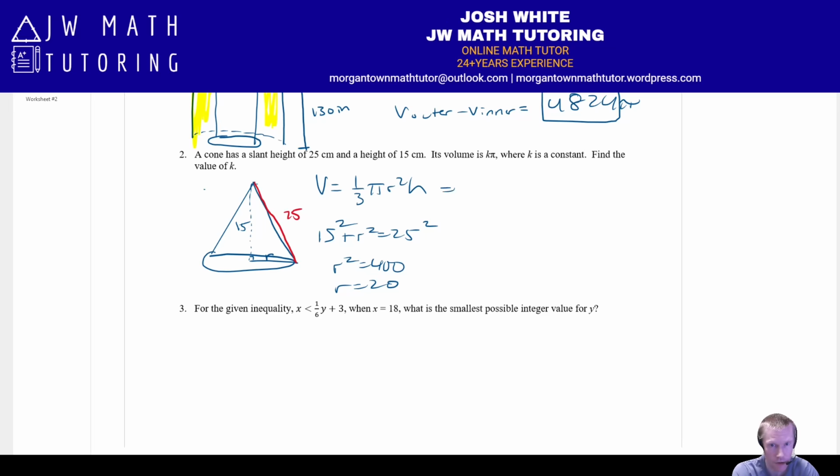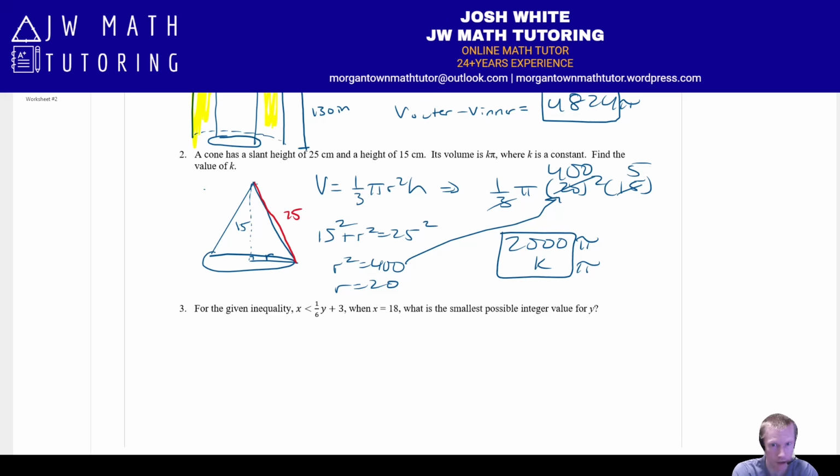Now we can just go to the volume formula, plug everything in. So we got 20 squared, we've got 15, 3 goes into 15 5 times, 20 squared, 400. Notice since the formula has r squared, if you did it by hand, you could actually just plug the 400 in. But in any case, it comes out to 2,000 pi, and therefore k is going to equal 2,000. So 2,000 is the answer that you would fill in for this problem.